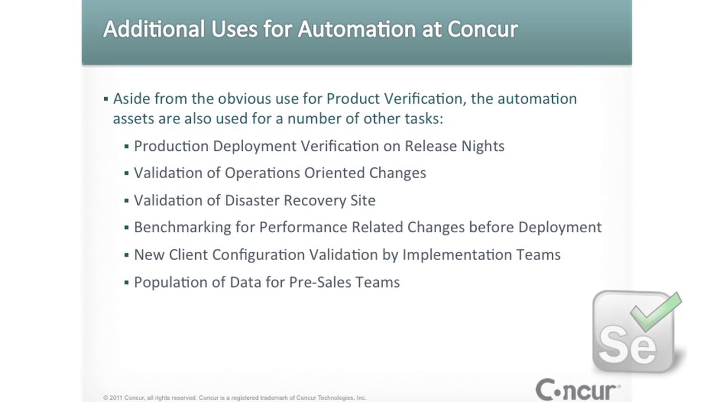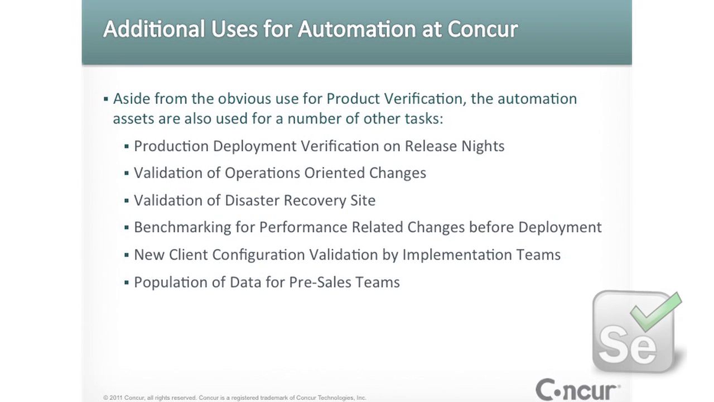Our disaster recovery site goes through changes, and they want to validate and make sure that it's working. We run our automation against that. There's also benchmarking for different types of changes that they're making. If they're going to make some change to our F5 configurations, they want to validate that it's working. We use automation to do that.